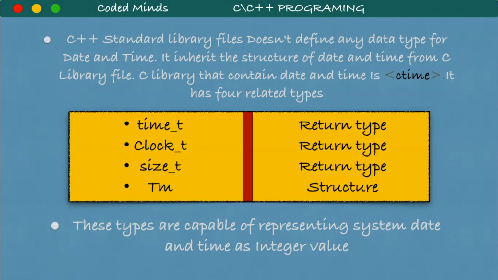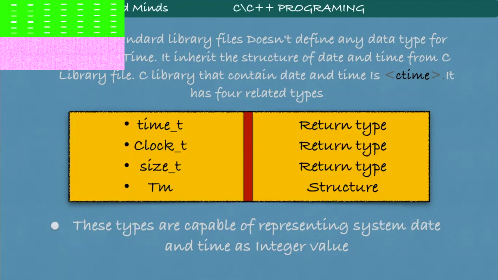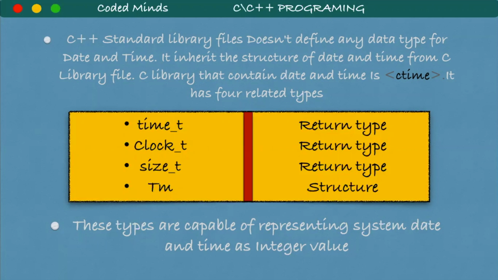We inherit it from a C library, which is known as ctime or time.h. It has four related types: time_t, which is basically a return type, and two more: clock_t and size_t. And the fourth one is a structure, which is tm. These four are capable of printing system time and date as integer values.